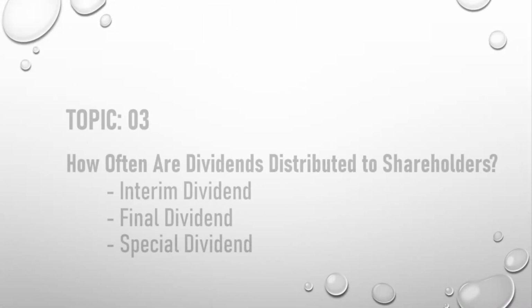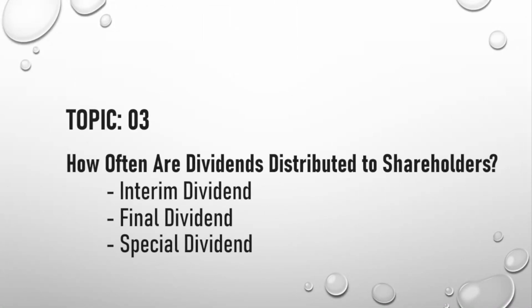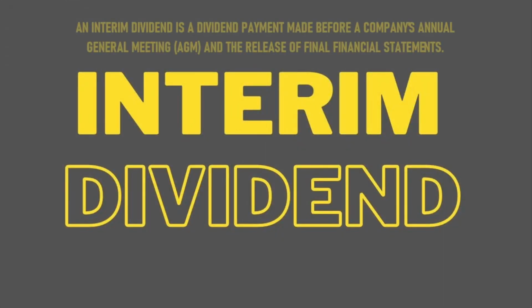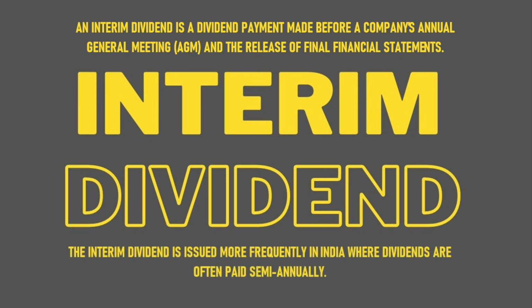Moving on to topic number 3, how often are dividends distributed to the shareholders? What is an interim dividend? An interim dividend is a dividend payment made before the company's annual general meeting and the release of the final financial statement. This declared dividend usually accompanies the company's internal financial statement. The interim dividend is issued more frequently in India, where dividends are often paid semi-annually. The interim dividend is typically the smaller of the two payments made to the shareholders.